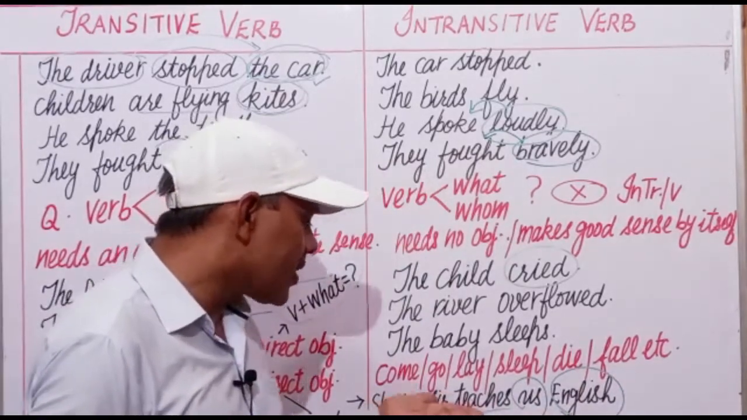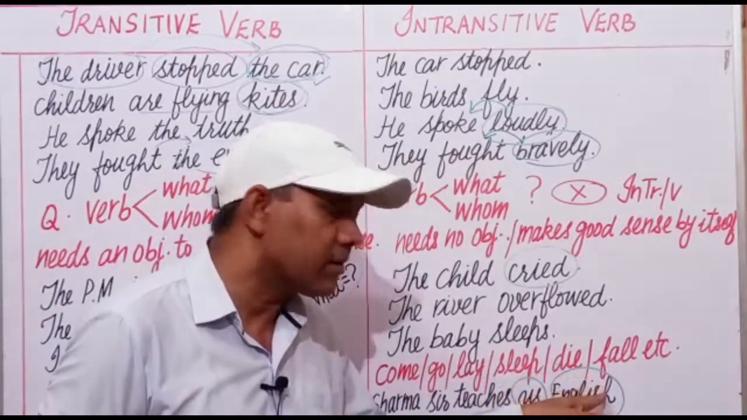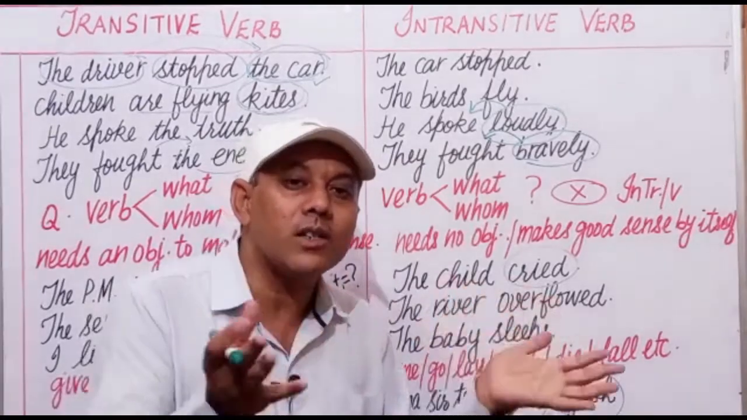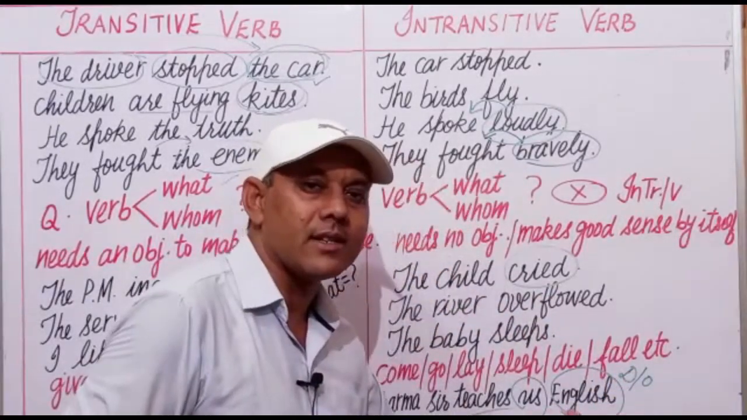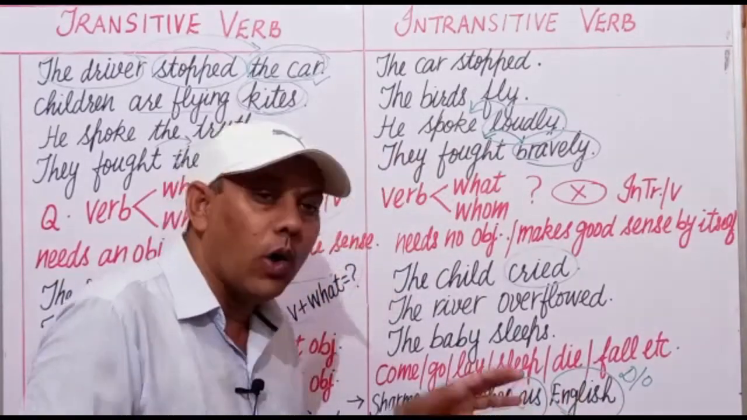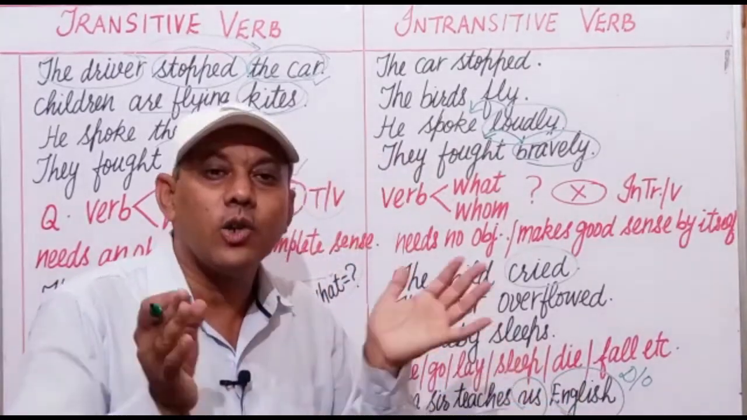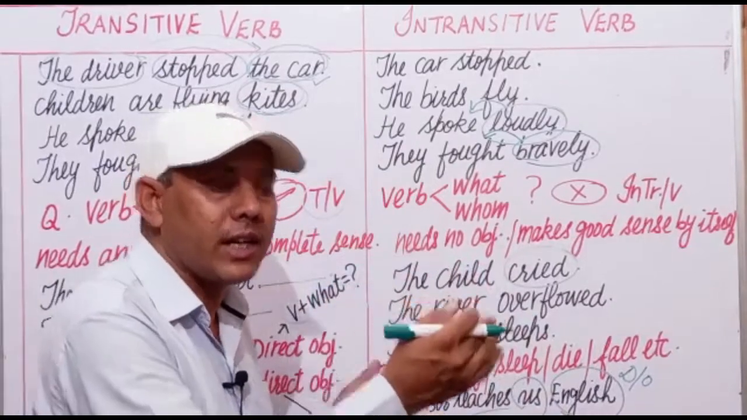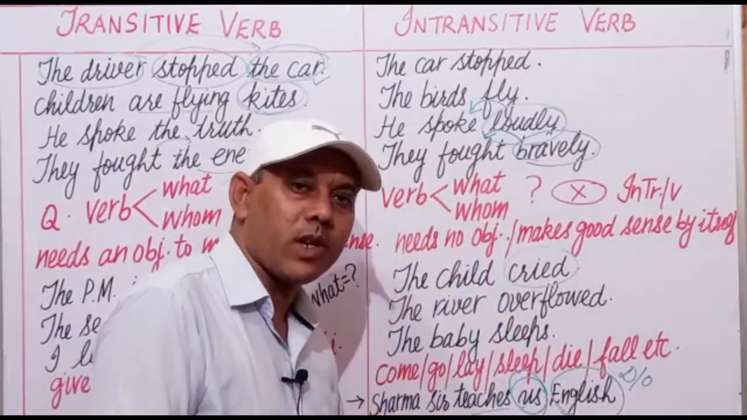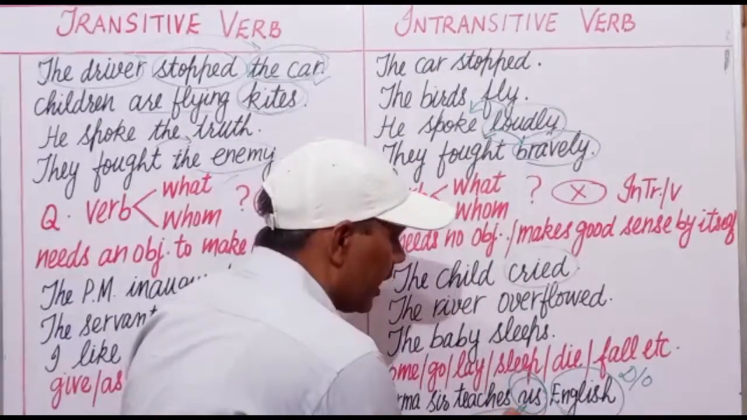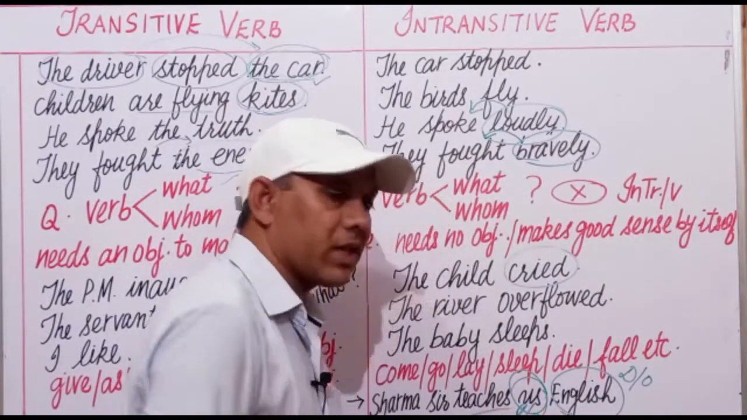What does Sharma sir teach us? English. Means teaches what? English. English is the direct object in this sentence. And to whom is English taught? Or to whom does he teach English? To us, the objective case of the pronoun. This is used here as an indirect object.